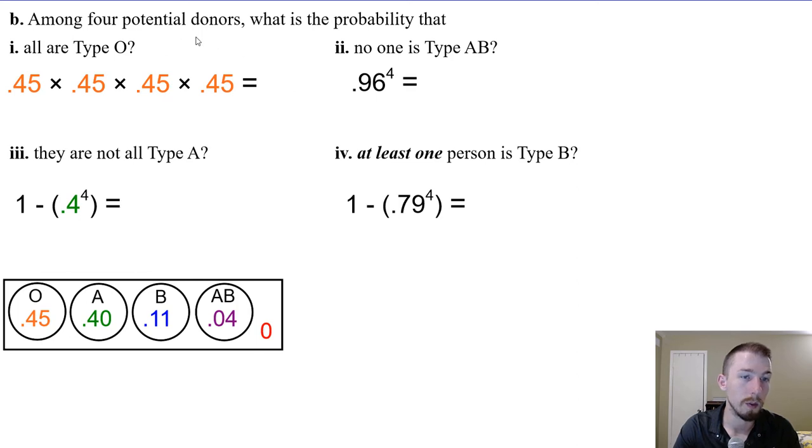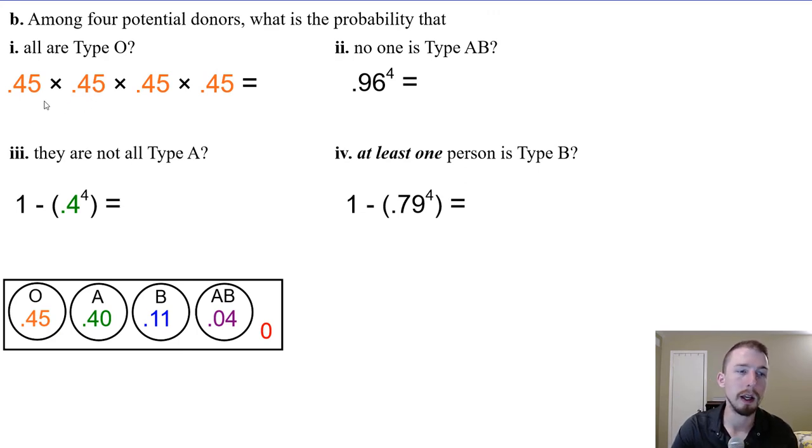All right, among 4 potential donors, what's the probability that all are type O? Well, there's a probability of 45% that the first one's type O, and then a 45% chance the second one would be type O. Because whenever we are sampling without replacement, but because we're sampling less than 10% of the population, don't worry about that. We'll get to that in a little bit.